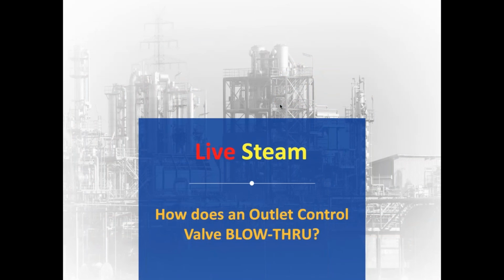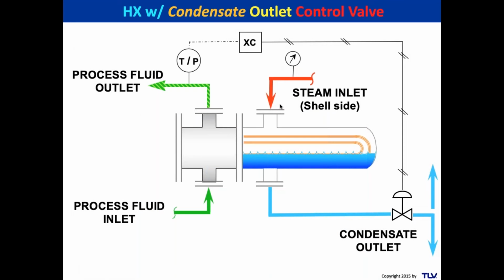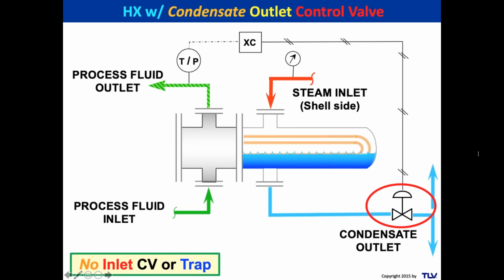Now we're going to talk about outlet control valves used as steam traps. Sometimes when a plant gets built, the designer will put in an outlet control valve. If you've noticed, I've got process fluid in here. I've got no control valve on the inlet side. I've got no trap on the outlet side. Why? Because I've got a control valve. There's no inlet control valve and there's no trap on the outlet.